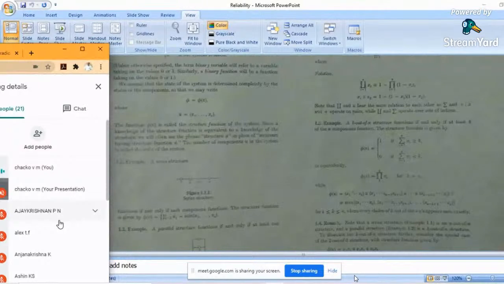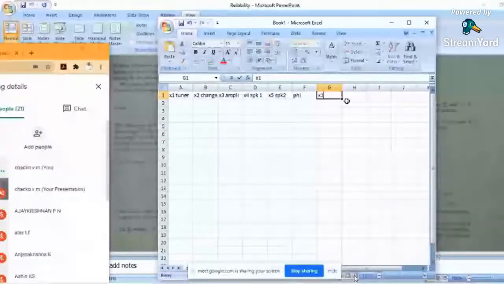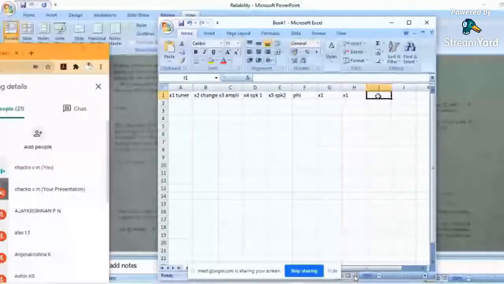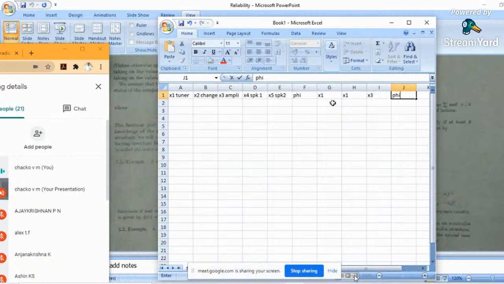The structure function can be written as phi of x equal to 1, system is working, if summation xi is greater than or equal to k, and equal to 0 otherwise. I will show you in some example: this is x1, this is x2, this is x3. Suppose this is a 2 out of 3 system. That means at least 2 components are working, then the system will be working.